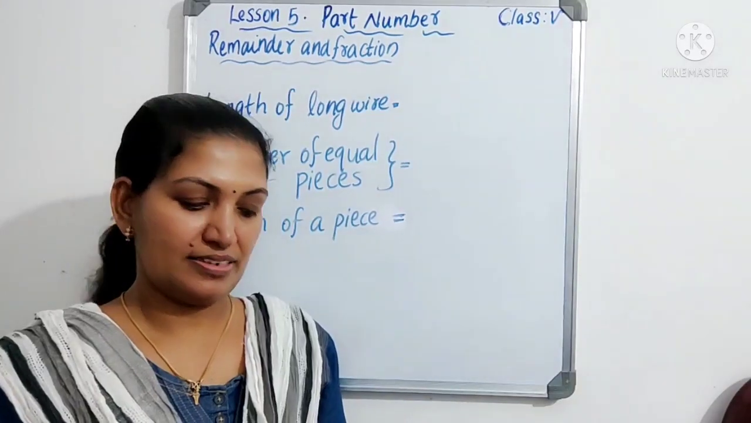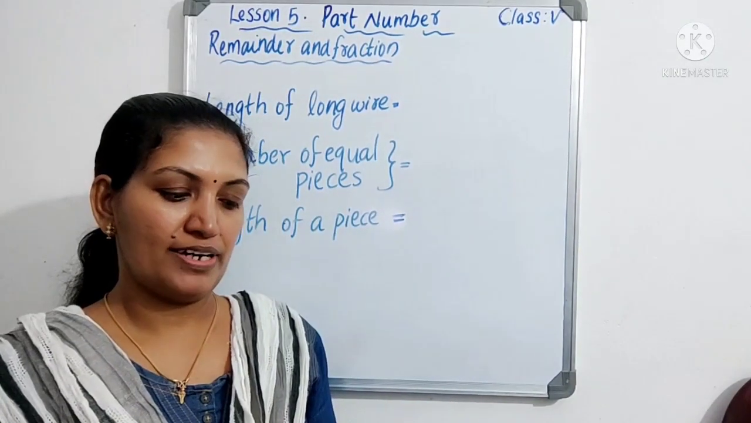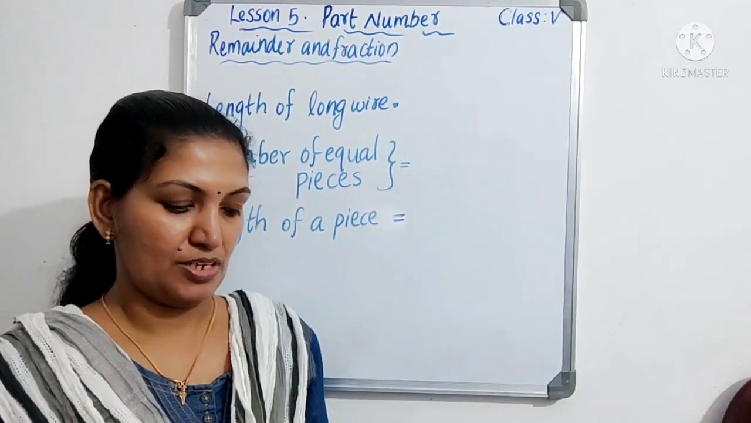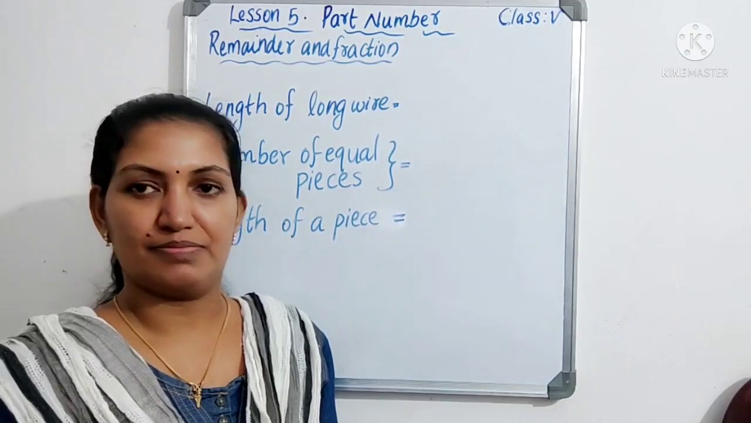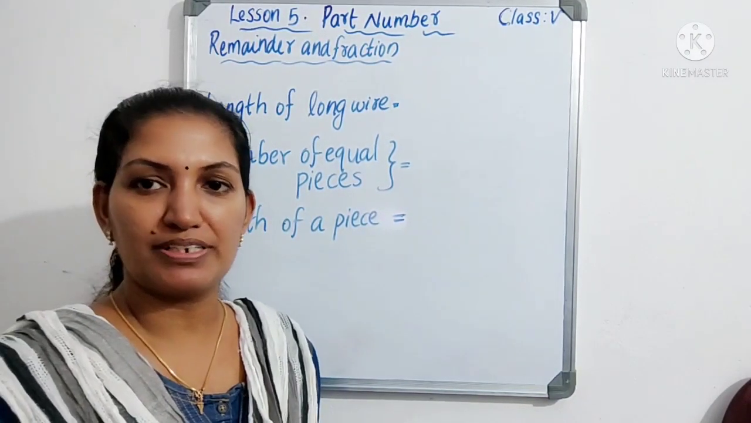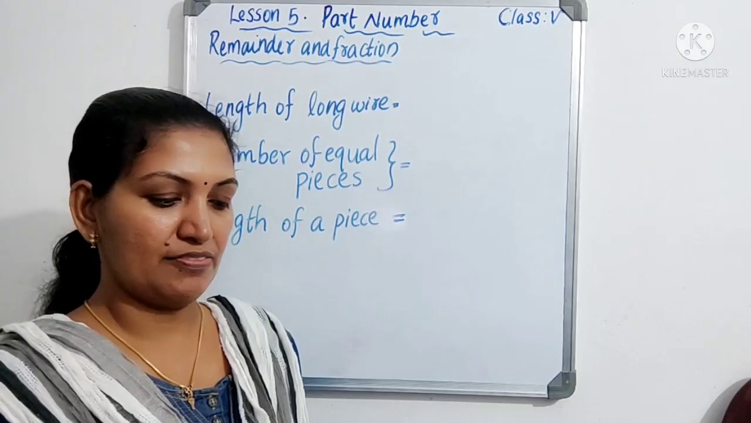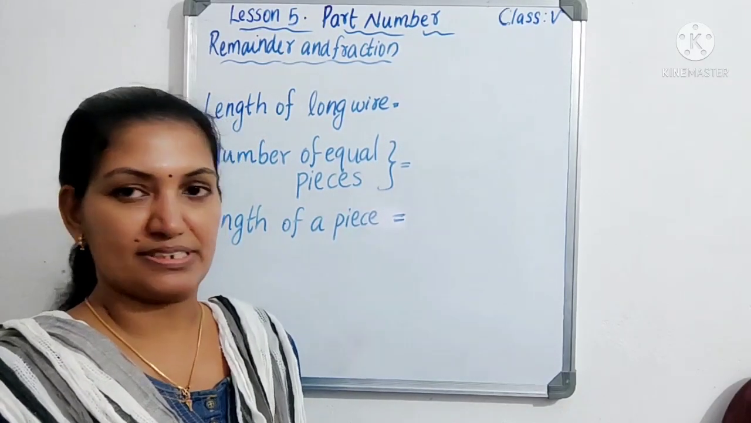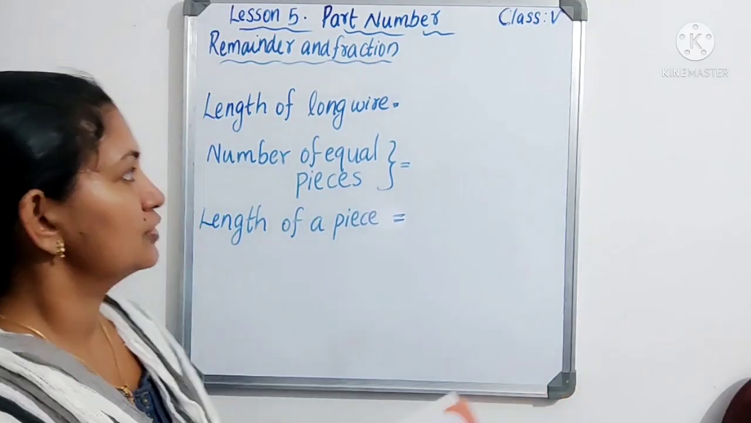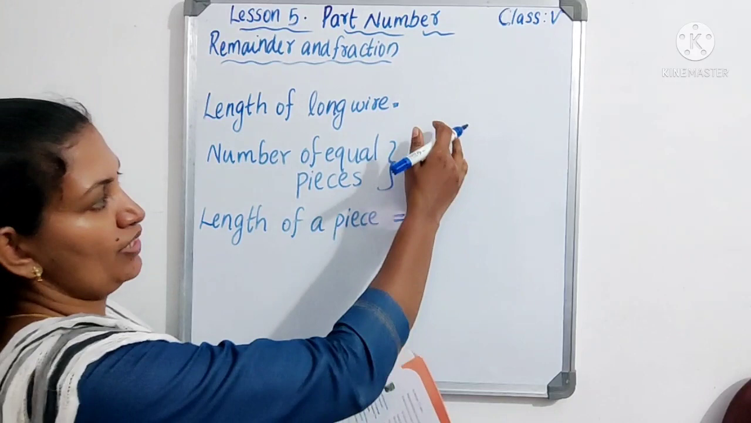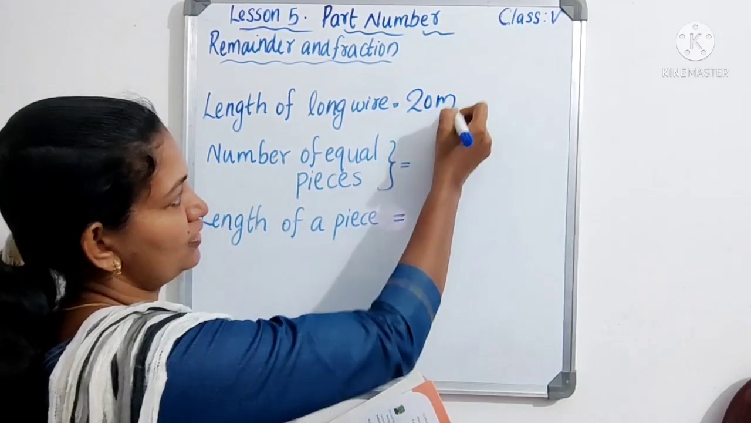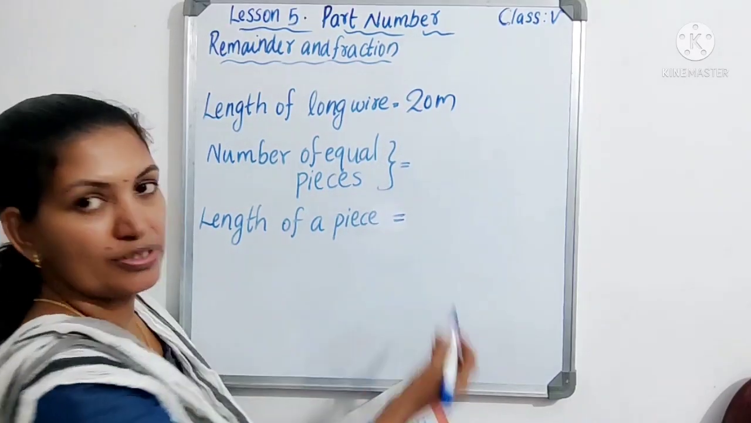First question. A 20 meter long wire is cut into 3 pieces of equal lengths. What is the length of a piece? So here it is given that a long wire is there, 20 meter long, and it is divided into 3 equal pieces. Then what is the length of a piece? So first, the total length of the wire is 20 meter.